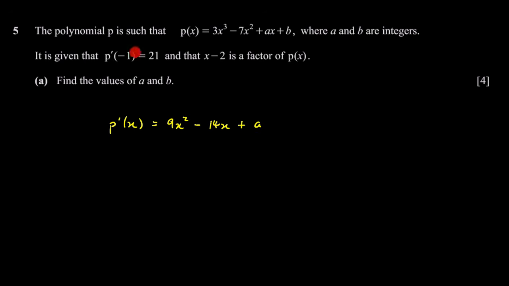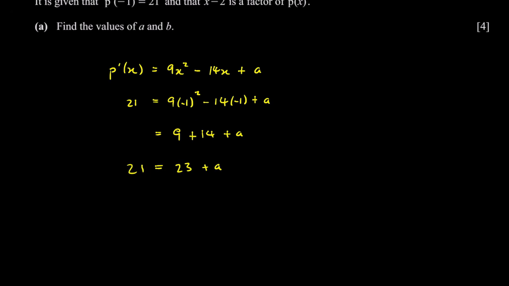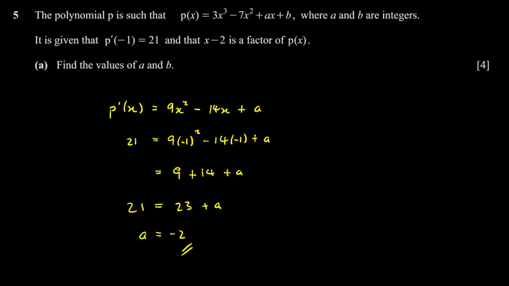And this statement means if I substitute -1 into here, then I should get 21. So let's just do that. 9 times -1 squared minus 14 times -1 plus a is equal to 21. So -1 squared is 1, so that's 9 times 1. Minus 14 times -1 is plus 14. And so on the left-hand side we've got 23 plus a is equal to 21. And therefore a is going to be equal to -2. So that's fairly easy.